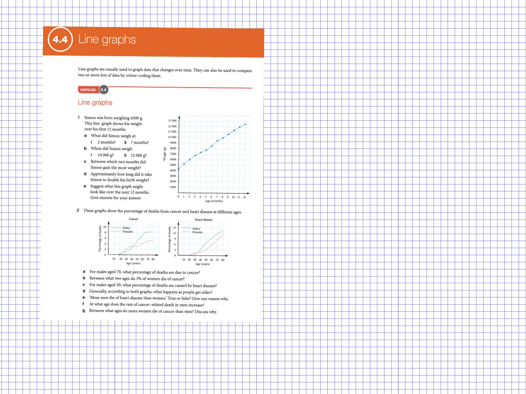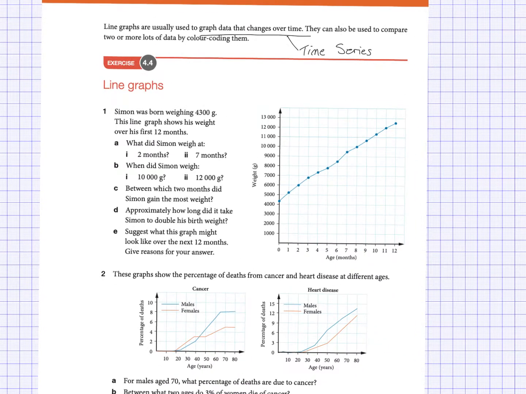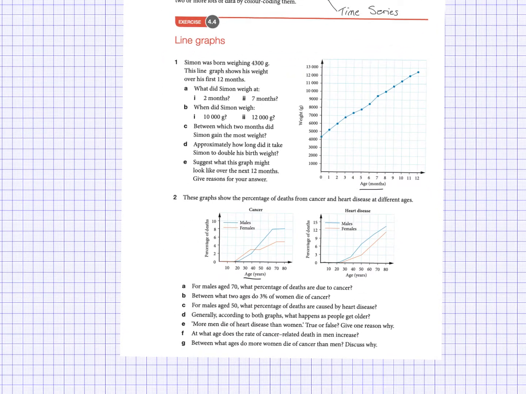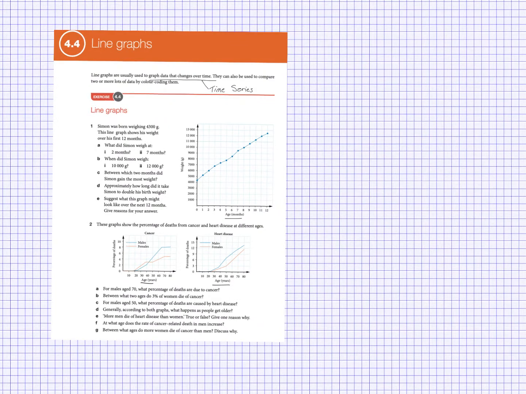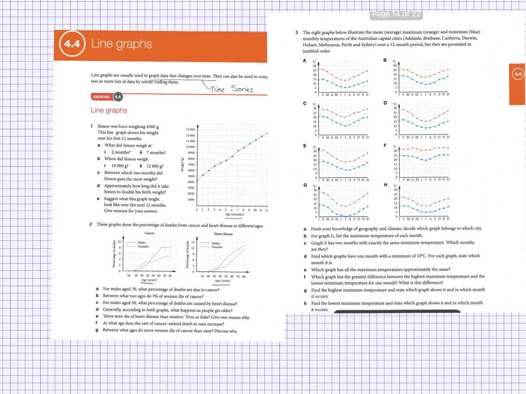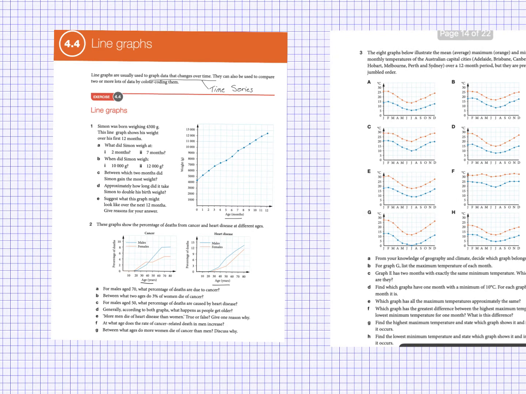All right, so a line graph, which you already know about, is usually used to graph data that changes over time. So in VCE Further Maths we call them a time series, because along the bottom is generally some kind of time. So this one has age in months, this one has age in years, and as we go through a few others, I'll show you a few of those. You might have to think about what those times are, but they should be some kind of measurement of time. So this one has months, which is time as well.